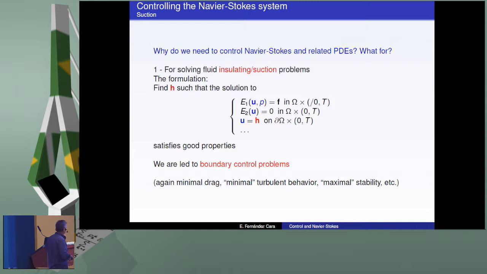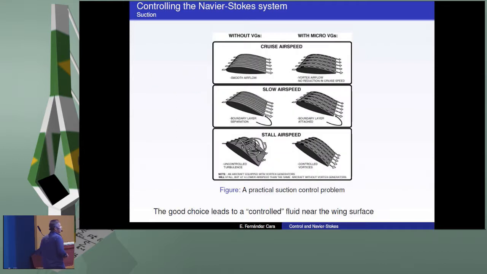And repeating the same interpretation as before, why not? For example, in many situations, suction or insulating fluid applied through h would be able to minimize drag or other desired properties of the fluid. This is an example of application of boundary optimal control, where, as you see, through what is called vortex generation points, we are able to stabilize and to control the fluid near the wing.